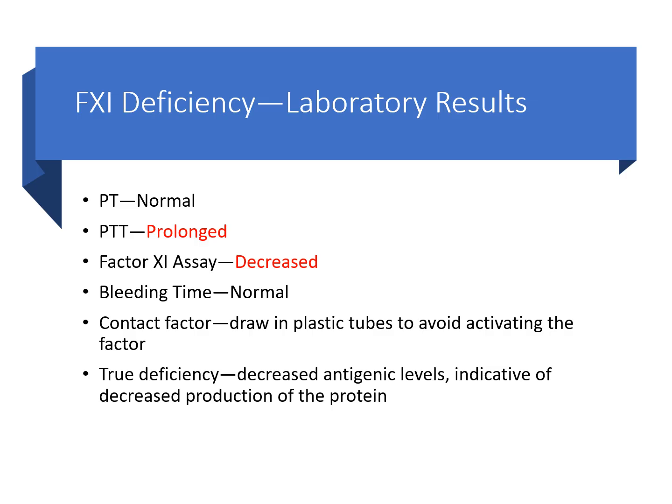Laboratory results for factor 11 deficiency will look like this. We will have a normal PT and a prolonged PTT. Again, that's because our factor 11 falls within our intrinsic pathway. Therefore, that PTT is prolonged. Our factor 11 assay will be decreased. We will have a normal bleeding time. And remember, because this is a contact factor, we really want to draw it in a plastic tube to avoid activating the factor. Because remember, glass tubes have a negative charge, and that will activate that coagulation through that negative charge.